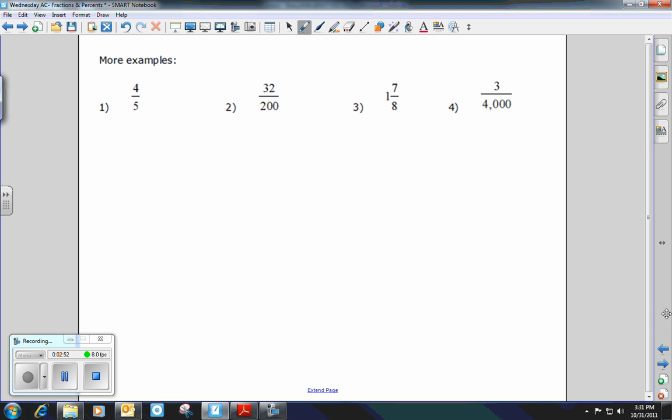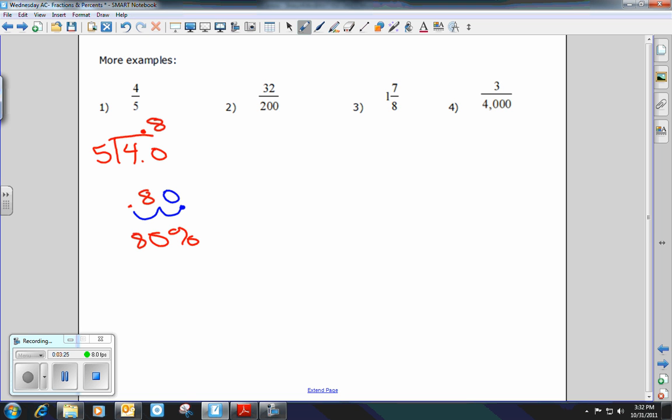Here's some more examples. 4/5. This would be 4 divided by 5. I'm going to add a decimal and a 0 to my 4, move the decimal straight up, and 5 goes into 40 8 times, so 8/10 is the answer here. To change that into a percent, I am going to move my decimal point 2 times to the right. I'm going to have to fill in with a 0, and that will make it 80%.